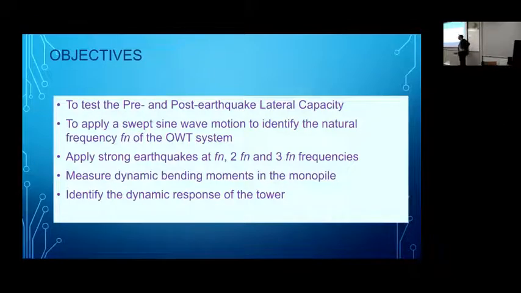So what we were looking at is, first of all, what is the lateral capacity of these piles before and after the earthquake? And nobody in the world has any idea of this at all. So we kind of got in there and did some tests, and I'll talk about them in a second. Also, by using sine sweep motion, we can identify the natural frequency Fn, which is the most important frequency for the offshore wind turbine system.